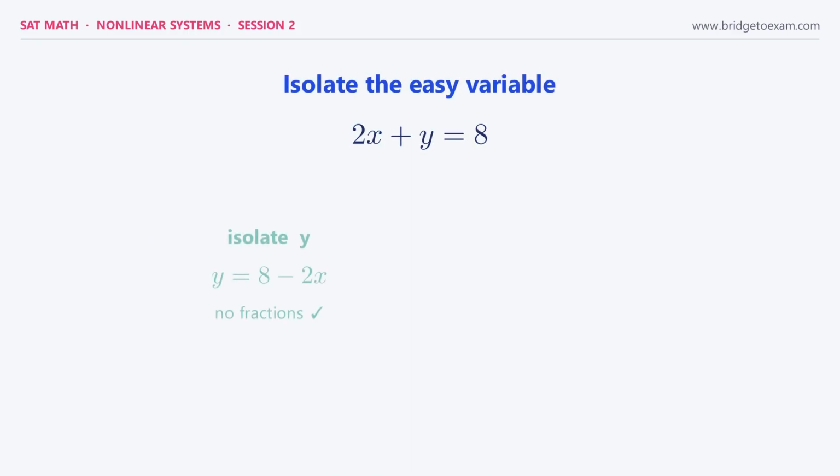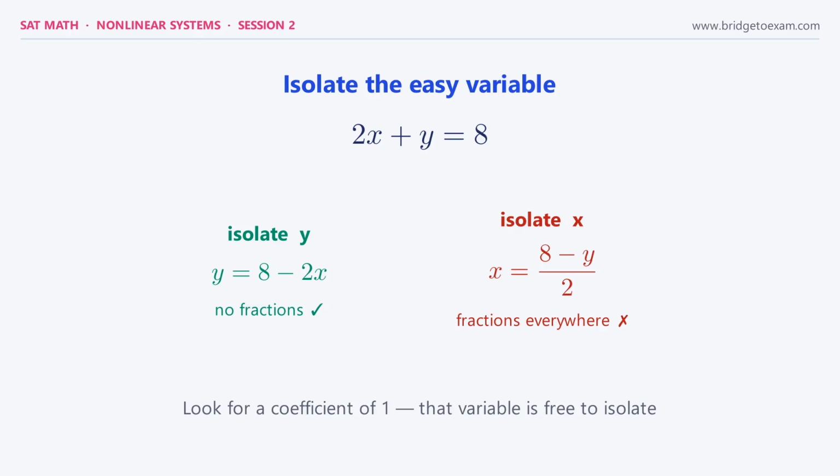First, decision. Which variable do you isolate, and from which equation? The rule is simple. Pick whatever creates the least mess. Look for a variable with a coefficient of 1, because isolating it costs you nothing. Take 2x plus y equals 8. The y is sitting there with a coefficient of 1. Subtract 2x from both sides, and you get y equals 8 minus 2x.